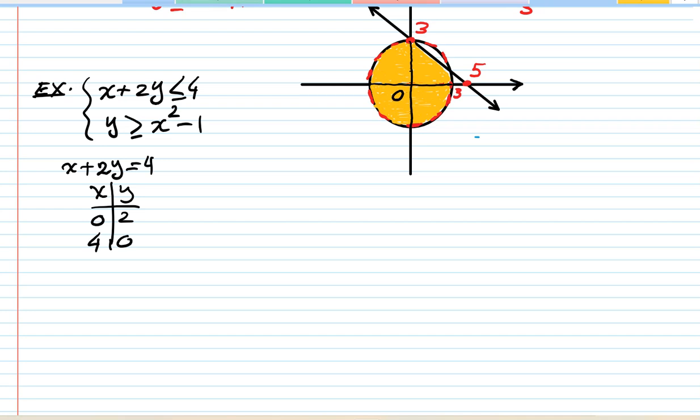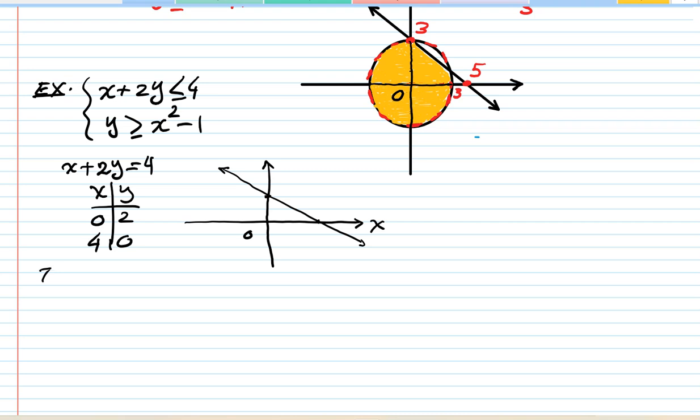So I'm going to draw this by hand, and then if it doesn't look that good, I'll draw it using the software. But for now, I think this should be okay. So x 0, y 2 would be here, x 4, y 0 would be there. Solid line, and here is the graph of that line. Okay, that's the graph of the line.